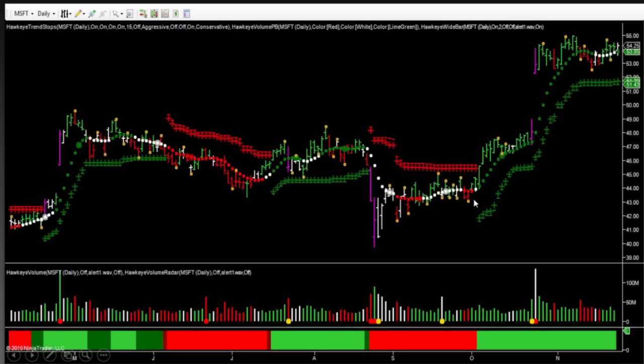If we look here, we had really a period of congestion, and there you see again the green volume coming in, and of course there's the confirmation of green trend. It actually broke through those pivots. Nice entry there. And of course, up it went.